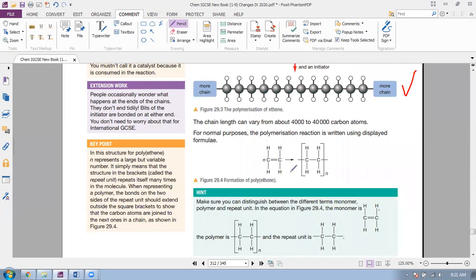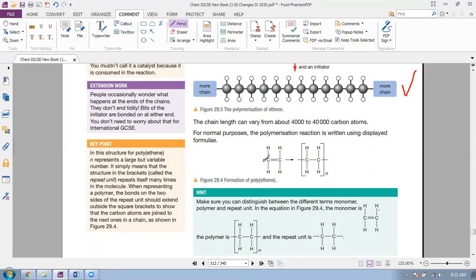The formula can be written like this. This is the equation. It can be written like this. That is ethene. N equals a large number. And it is a reactant, a monomer. And this is the product, the polymer.